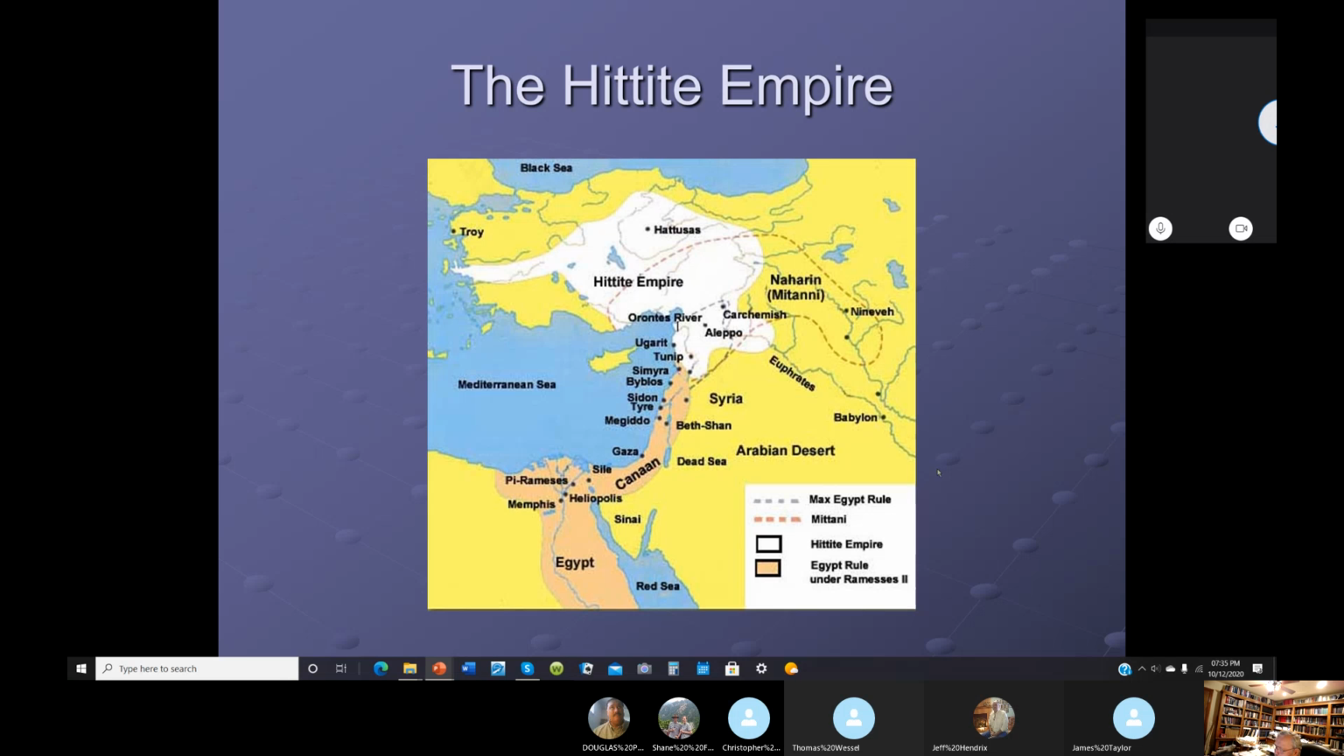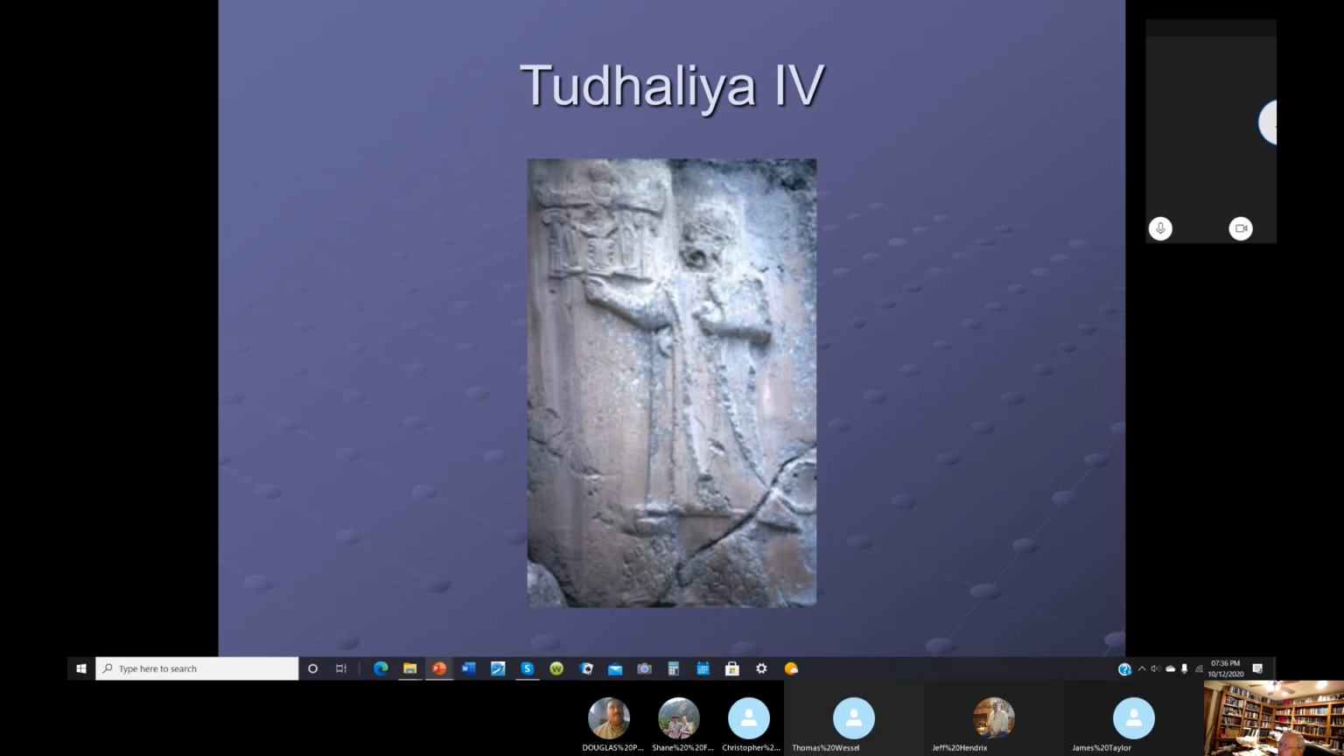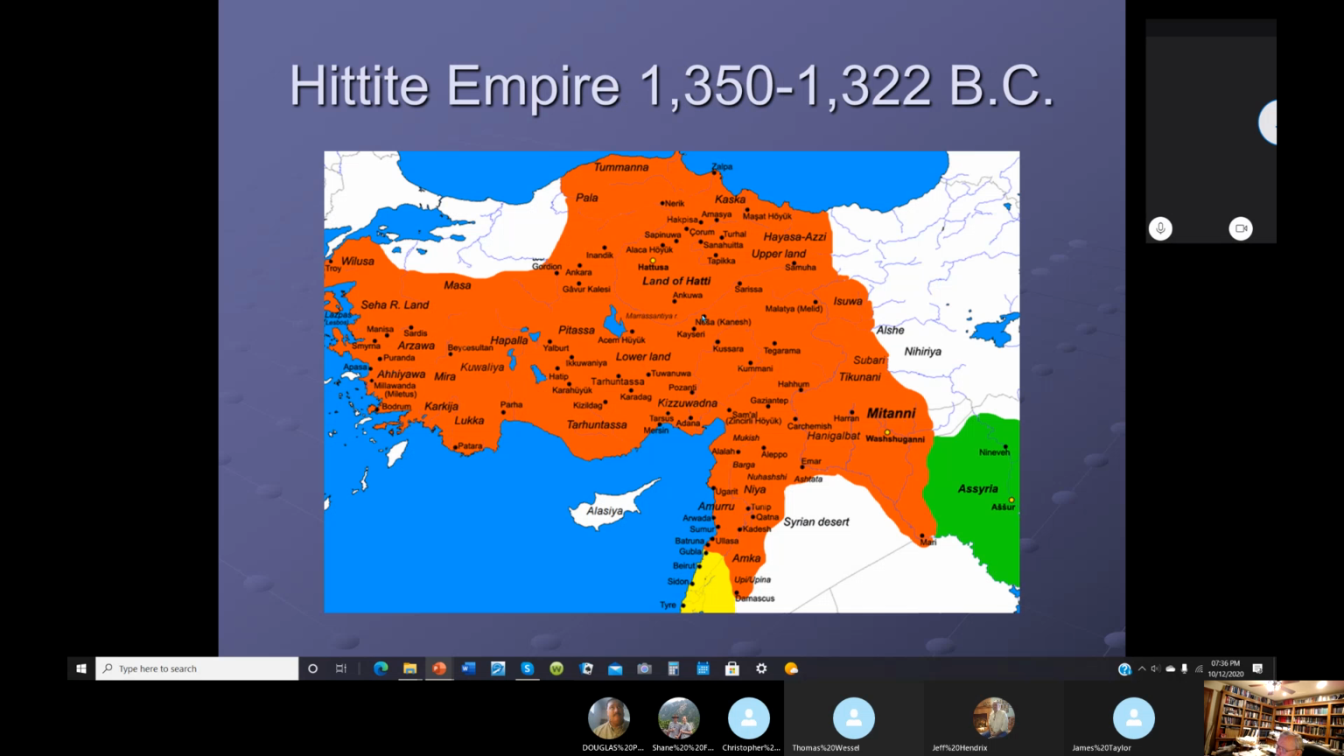This is under Ramses II, the Egyptian Empire. So they fought one another. They had battles out in here. That's been documented now. The two empires fought each other. There are some of their ruins that they discovered. That's a relief carving. They've carved out of the rock pictures depicting some of their kings and rulers.